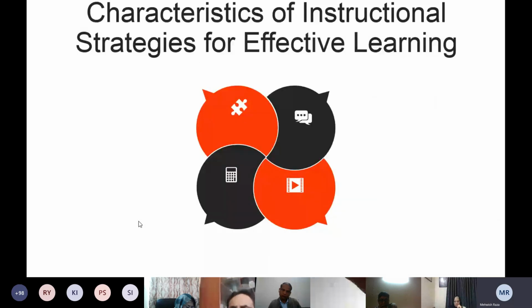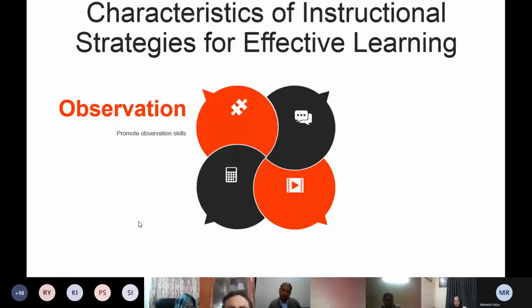Now, let's quickly talk about the characteristics of instructional strategies for effective learning. One characteristic is that it should promote observation. This is the weakest level of engagement, but if nothing else, at least your teaching sessions should promote a sense of observation among students.